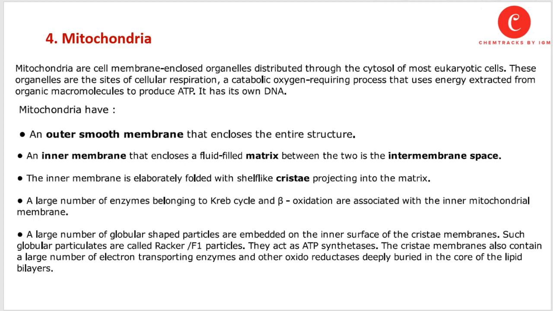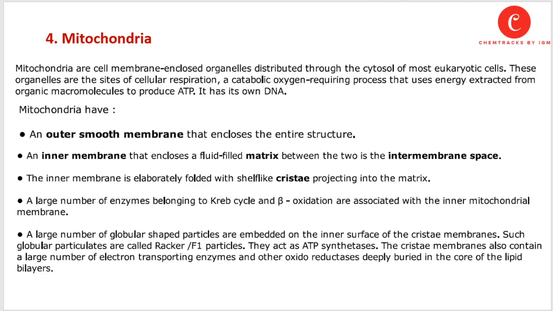Mitochondria contain two different layers. One is the outer smooth membrane that encloses the entire structure, just like a cell membrane. Mitochondria contain their own outer membrane, and the inner membrane that encloses a fluid-like matrix. Between the two is the intermembrane space. The inner membrane is elaborately folded with shelf-like cristae projecting into the matrix.